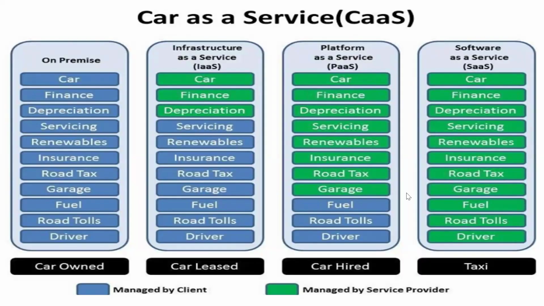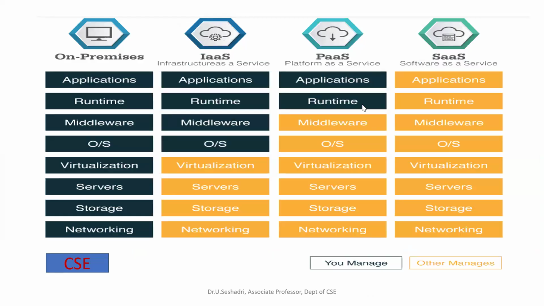If you are using car hire, you take care of fuel, road tolls, and the driver. That is, in the cloud delivery model, runtime, which type of language you need to use to develop your application, either Java or C program or Go programming, right? .NET or C Sharp, by using which one you need to develop your application.